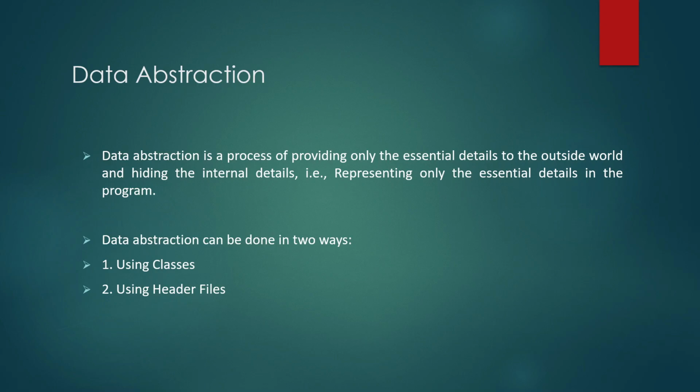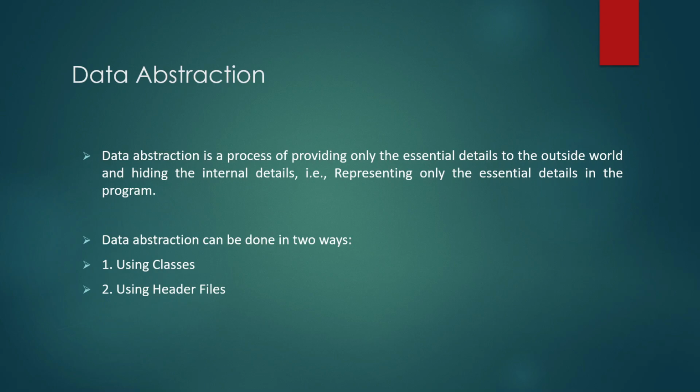C++ provides a great level of abstraction. For example, the power function is used to calculate the power of a number without knowing the algorithm the function follows. In a C++ program, if we implement a class with private and public members, then it is an example of data abstraction. Data abstraction can be achieved in two ways: abstraction using classes and abstraction in the header files.